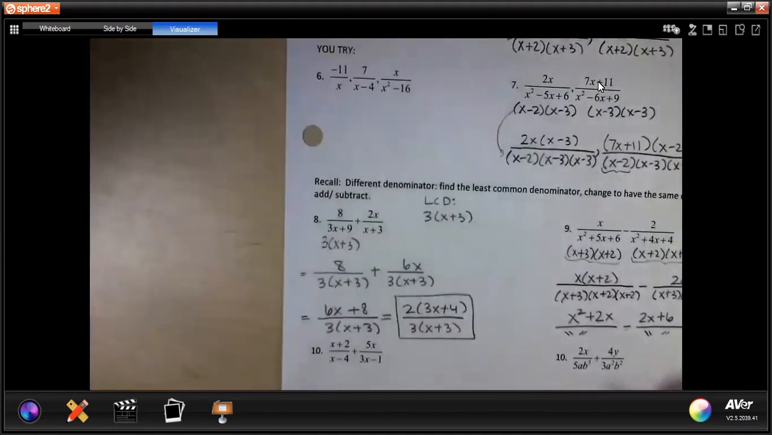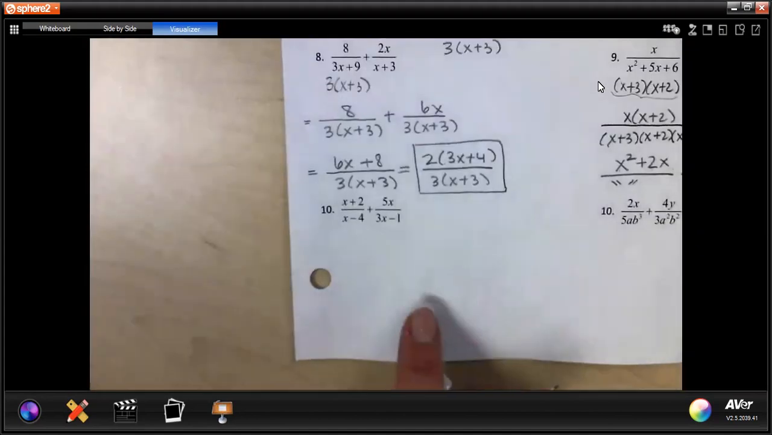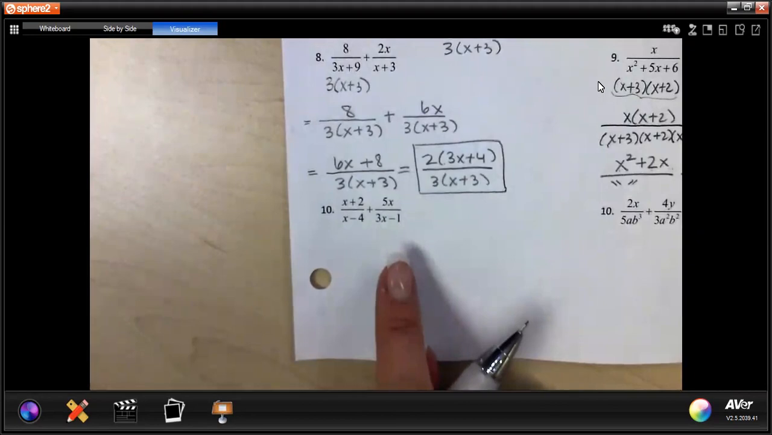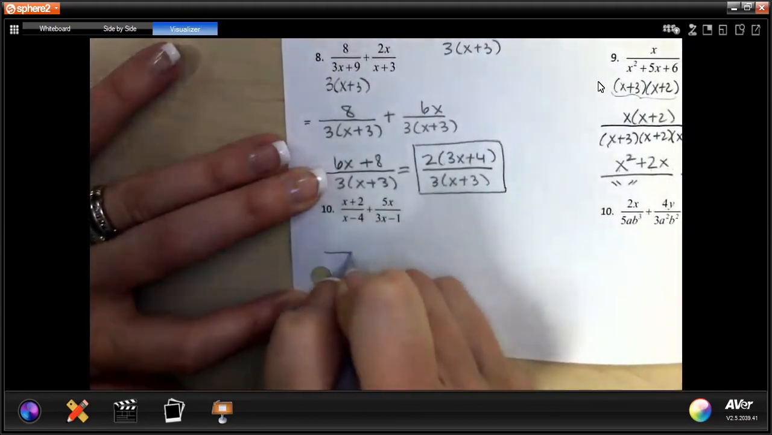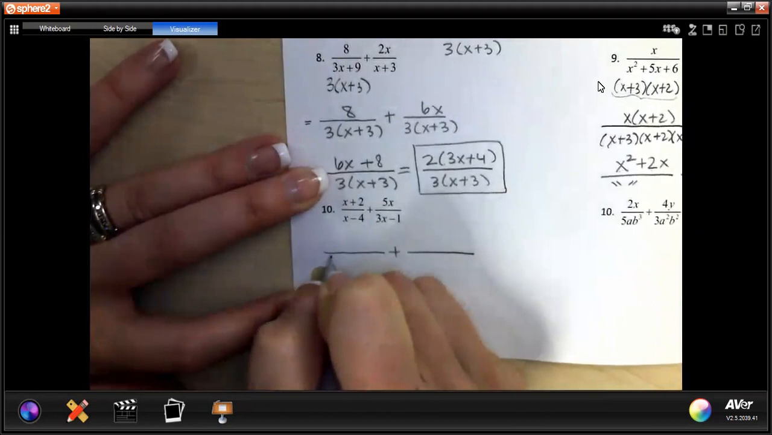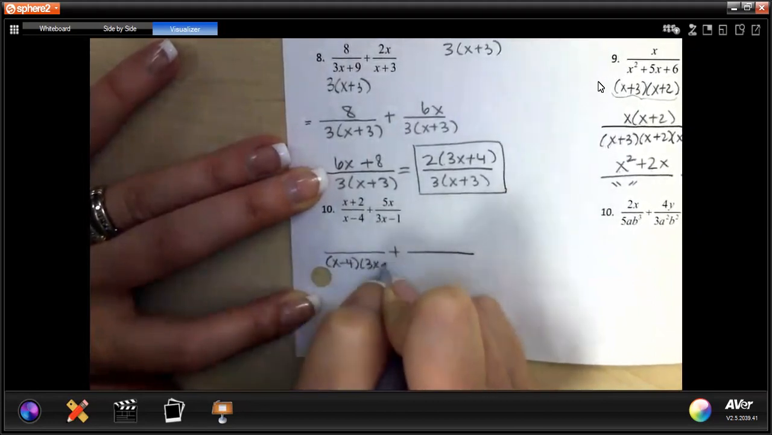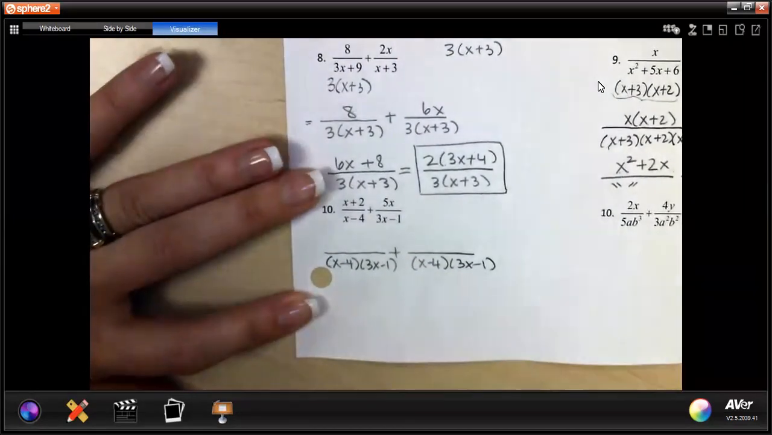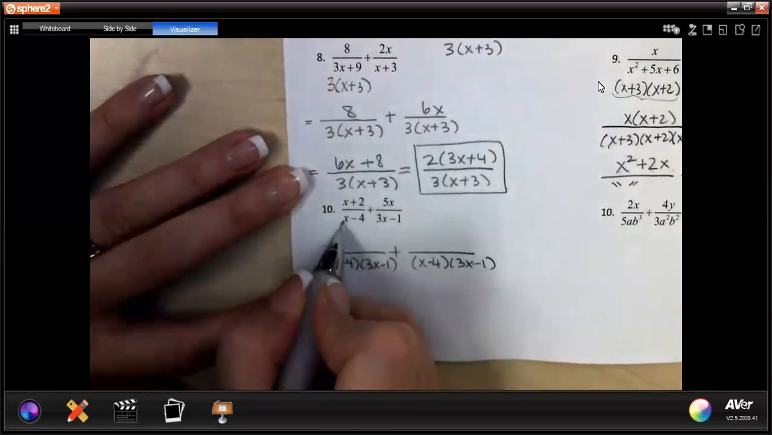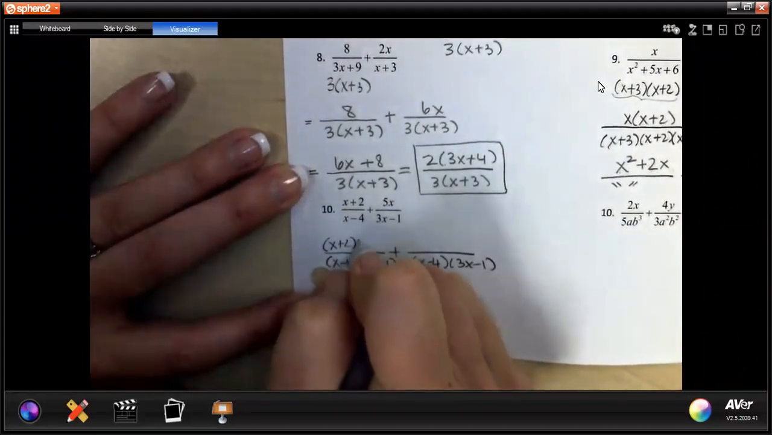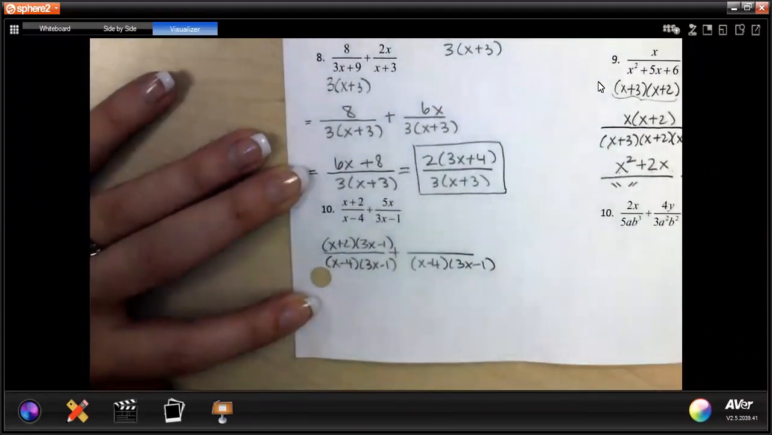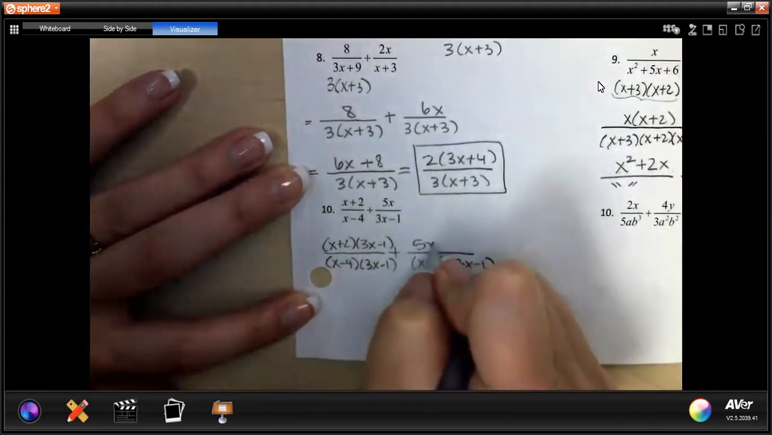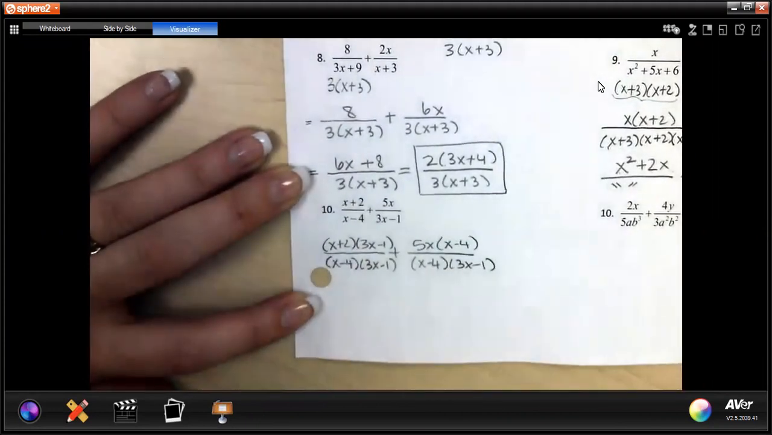All right, we're going to move to some in the back here. Actually, we're going to do one more down here. And for this one here, I do not have to factor because that doesn't factor. So I can go ahead and go into my least common denominators. I need an x minus 4 and a 3x minus 1. We multiply this top part, x plus 2 times 3x minus 1. And then we multiply that 5x times x minus 4.